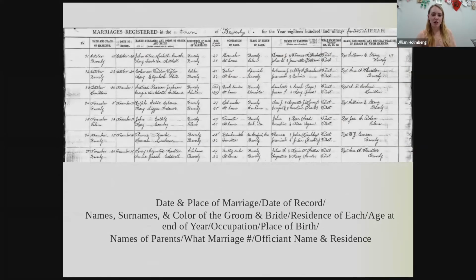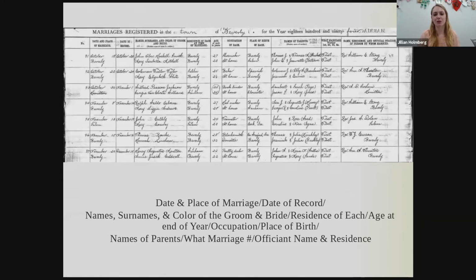So this is one example of the marriage registry in the town of Beverly. And what it has at the top is date and place of marriage, the records, the names. Some interesting things you'll find, which do not seem appropriate nowadays, as you'll also see, the color of the bride and groom. You'll also see things like what number of marriage was it? Was it their 4th marriage, their 1st marriage? And what's also great is it will include the officiant name and their residence.